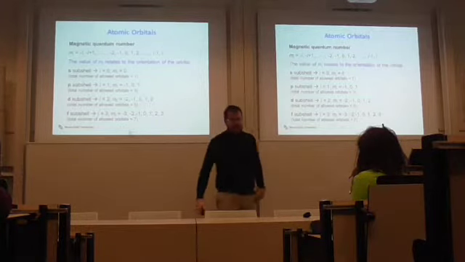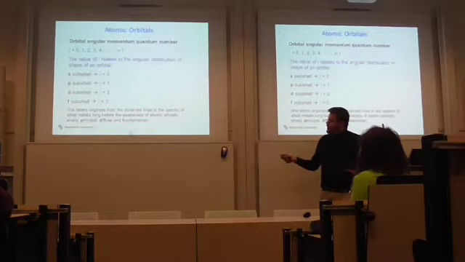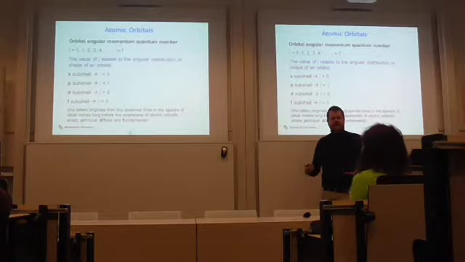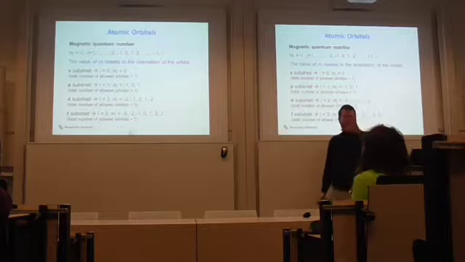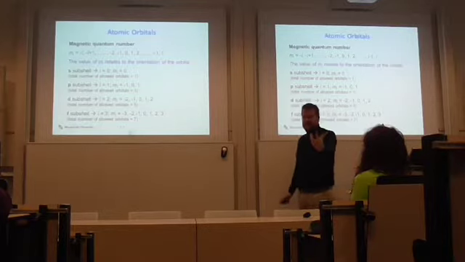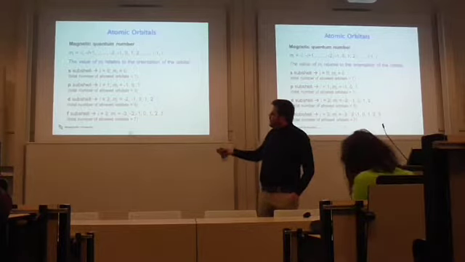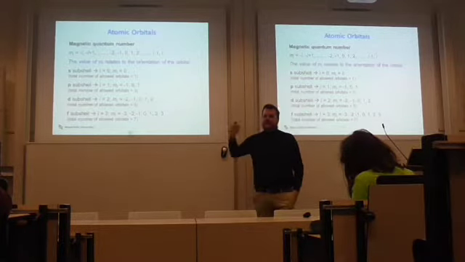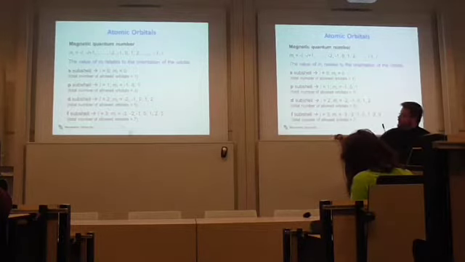And what about D? If my L value is 2, in other words, if I have a D subshell, what ML values could I have for that subshell type? Correct: plus or minus 2, plus or minus 1, and 0. That means I have 5 values, which means I have 5 D orbitals. So it gives you the number of orbitals for a specific subshell type. It's that simple, following this rule here.